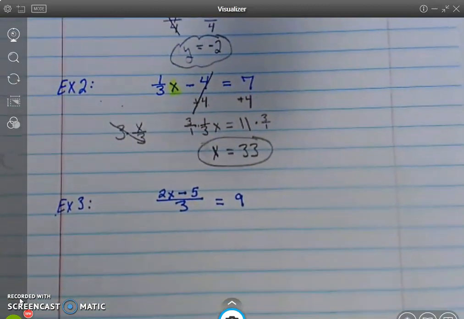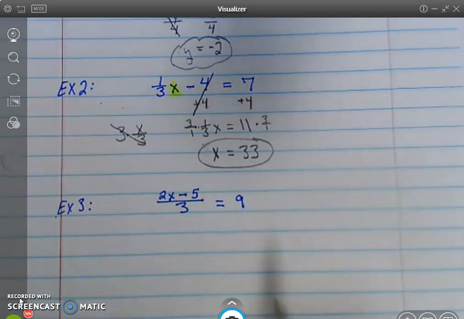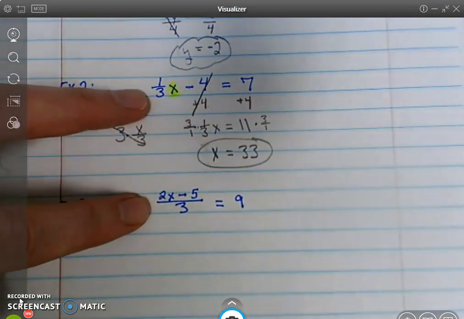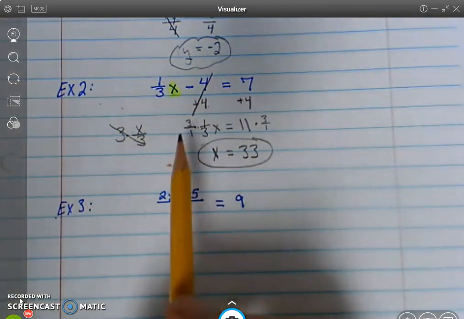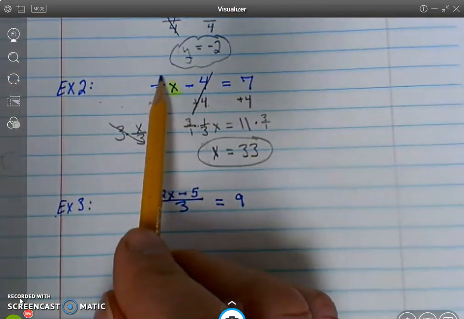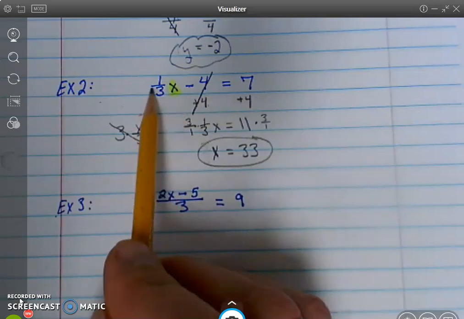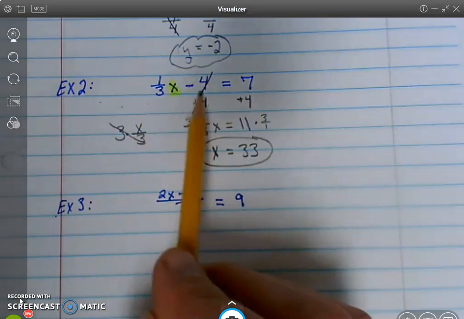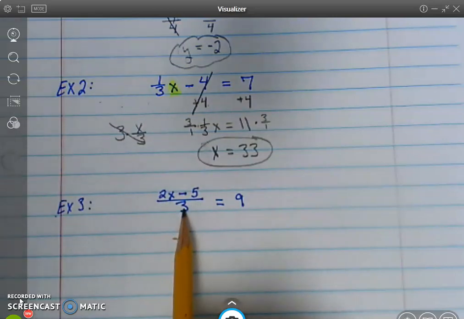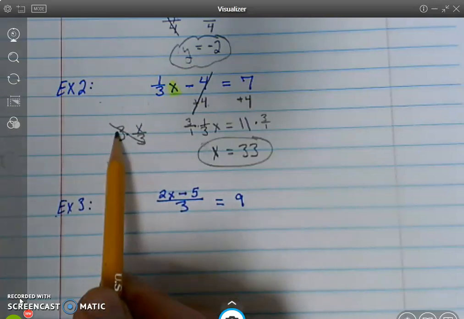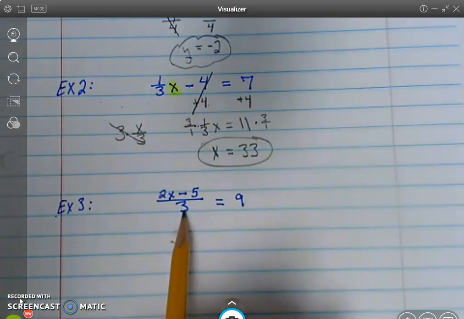Example 3 is similar to example 2. Again, I have a fraction, and again, I'm dividing by 3, but notice there is definitely a difference between these. On example 2, only the x here was being divided by 3, but the minus 4 was not. On this one, everything in this numerator is being divided by 3. So, just like I did up here, I actually need to get rid of that 3 first.